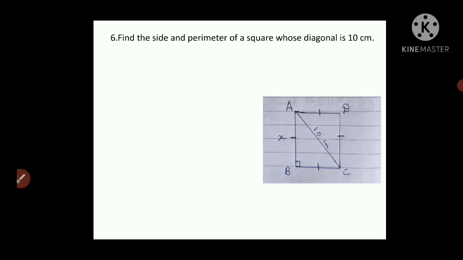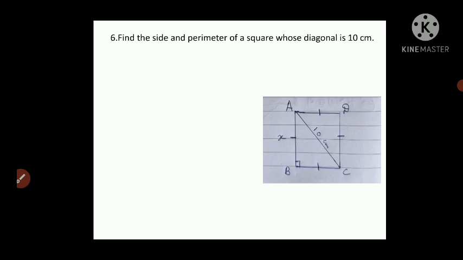See, question number 6 is, find the side and perimeter of a square whose diagonal is 10 centimeter. You can see now the diagram drawn is a square. ABCD is a square where the diagonal AC is given as 10 centimeter. You have to find the side and the perimeter. Perimeter means what? Total of all the sides, sum of all the sides.